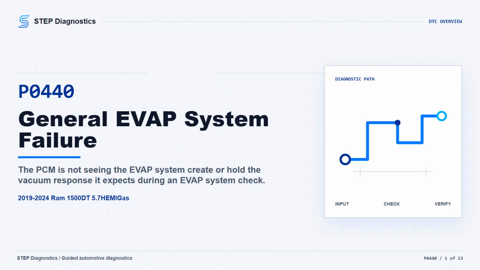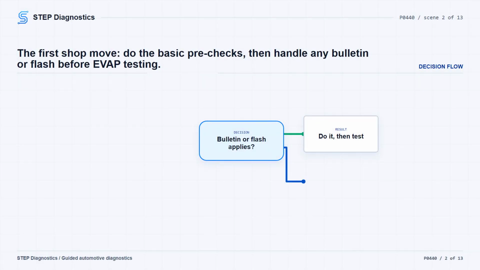On this Ram 1500 with P0440, we're dealing with a general EVAP system failure. In plain terms, the PCM may be commanding an EVAP test and not seeing the system create or hold the vacuum response it expects. The MIL can come on, and the truck may not have much of a drivability complaint.